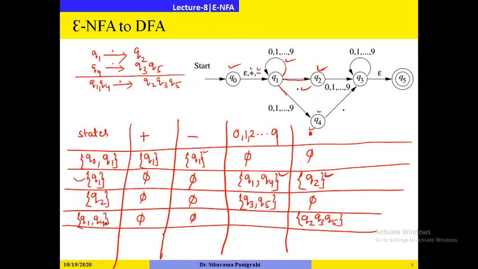Now Q1 Q4 by taking 0 to 9 as input. So Q1 by taking 0 to 9 as input, it remains in Q1, and Q4 by taking 0 to 9 as input, there is no next state, so it will remain in Q1 Q4. So now you see Q2 I have done, Q1 Q4 I have done. Now I have to do Q3 Q5.